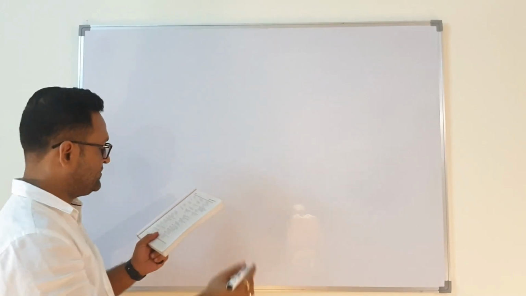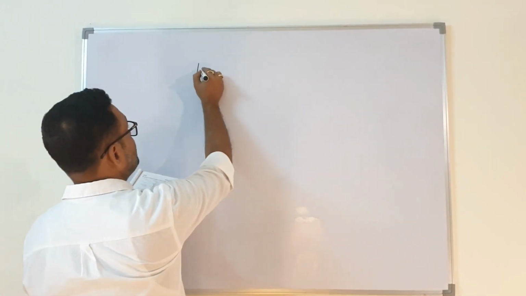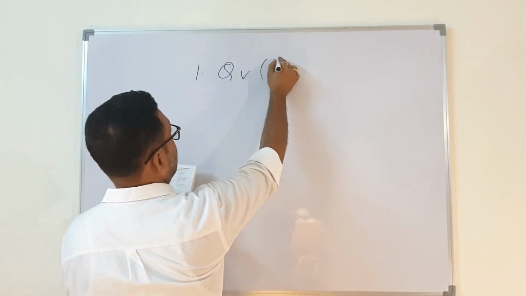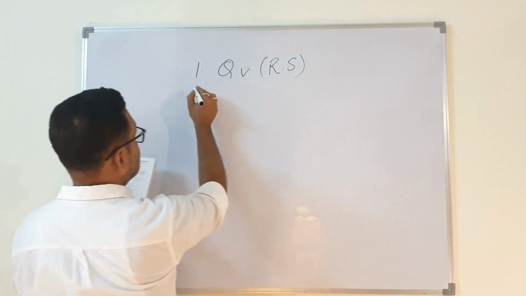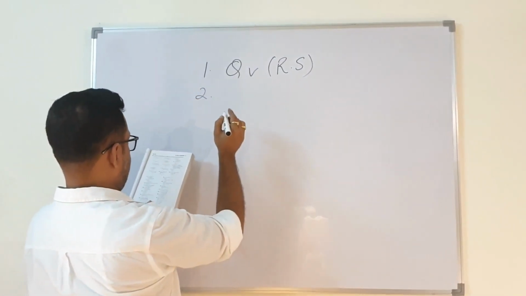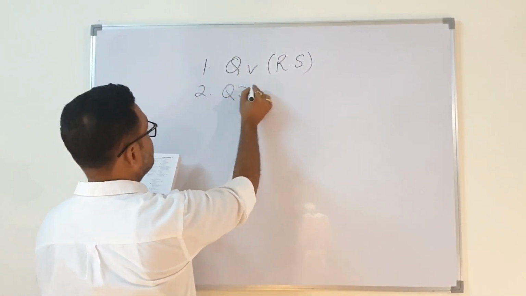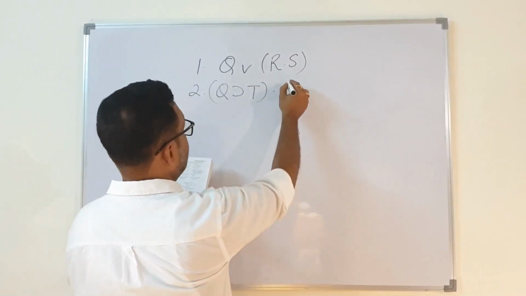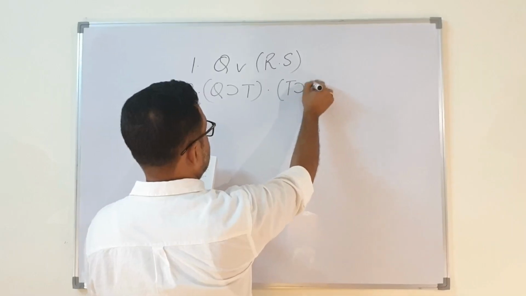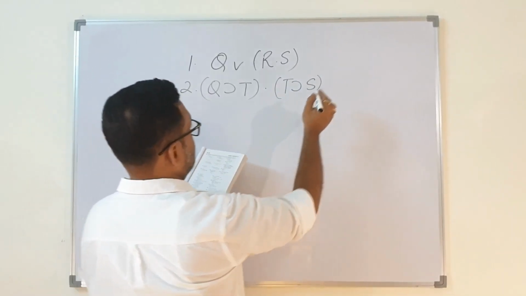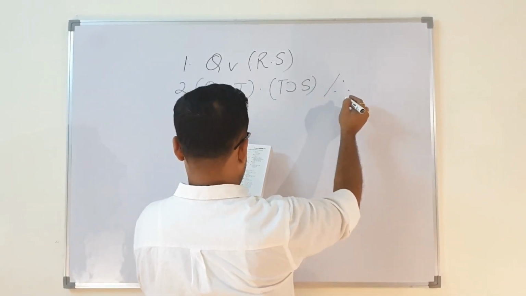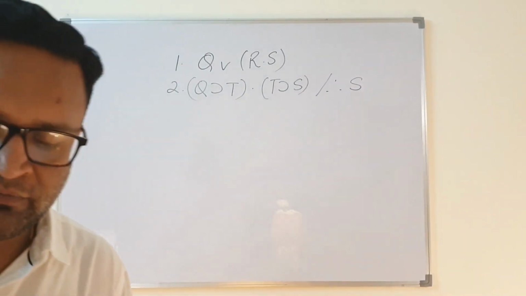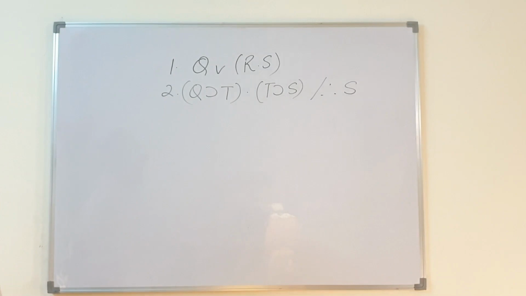So the next question which we will be solving is, suppose we have premises like Q wedge R dot S. So this is the first premise. The second premise is Q implies T dot T implies S. So they are asking us to solve therefore S. So this is the question which has been given to us. So we need to solve this question, right?